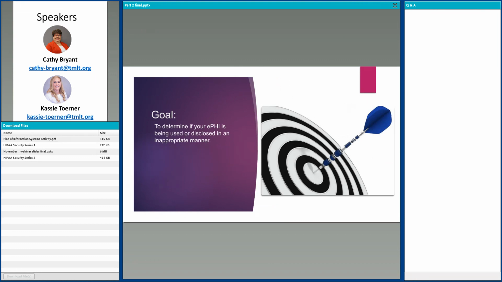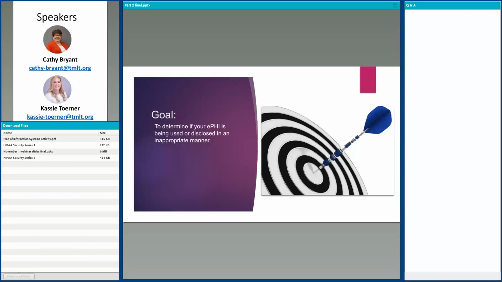As Cassie said, there's a great deal of flexibility within the HIPAA rules for what you should be looking at. But you can also tell that it's very important to determine if your EPHI or PHI is being accessed or disclosed in an inappropriate manner. You simply have to know who's accessing your data and make sure that it is being accessed by authorized users.